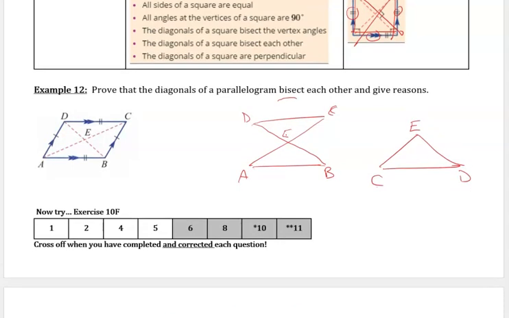So if we can prove that these triangles are congruent, then we can prove that these side lengths are the same. So for example, if we could prove that AE is the same as CE, which is here AE and CE, we can prove that they are bisected. So let's look. If A corresponds to C, which it does, then we have these angles that are the same. If D corresponds to B, these are the same. Of course, AE is going to be the same as CE, because E is E. And if we look at it, they're vertically opposite.